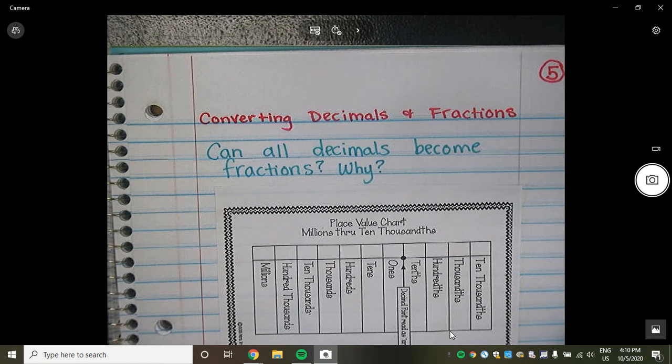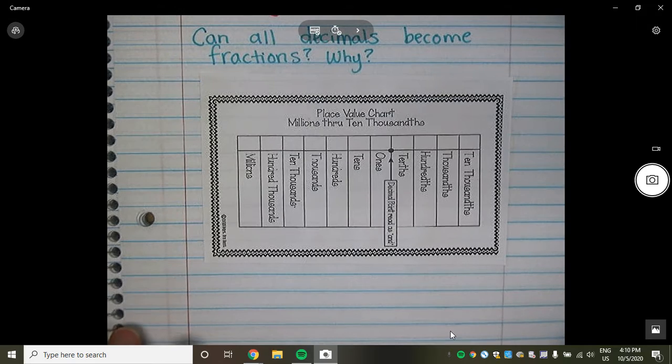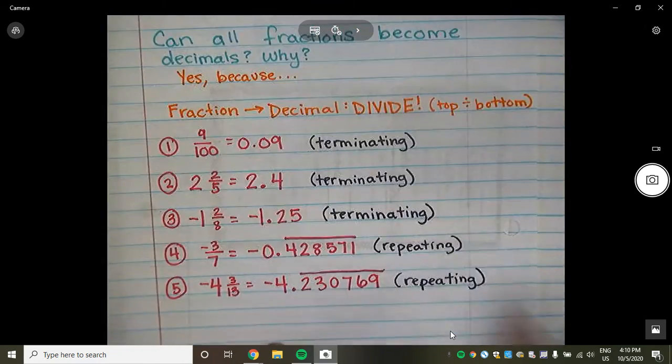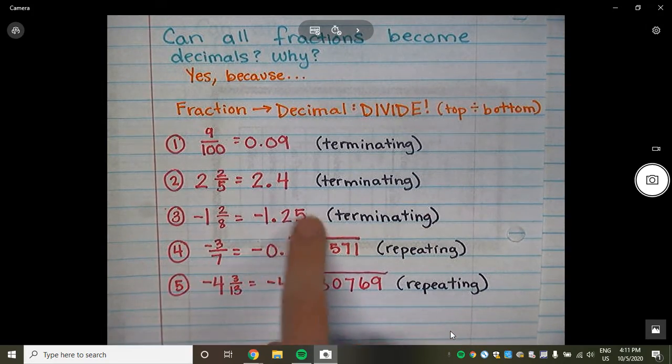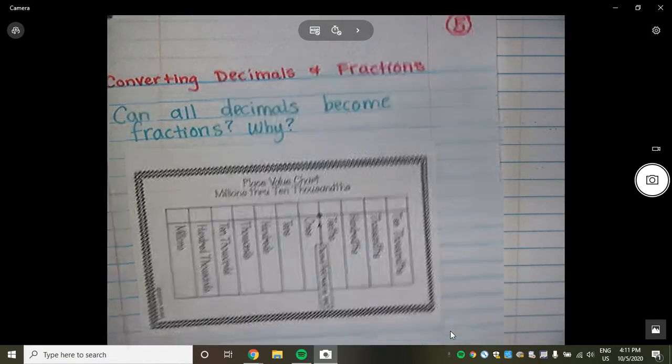And today we're going to talk about only decimals that terminate, which means that they end. So if I give you a decimal that ends, can we write that as a fraction? And I would hope that if you remember from what we just did, if I gave you this terminating decimal, you would be able to turn it into a fraction. And the answer is yes.